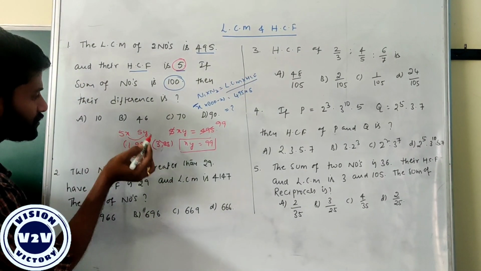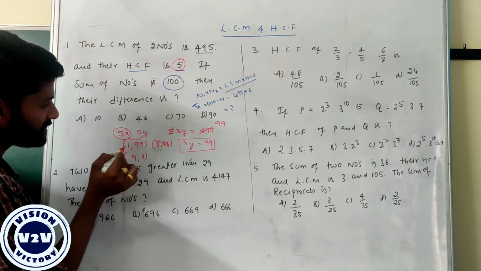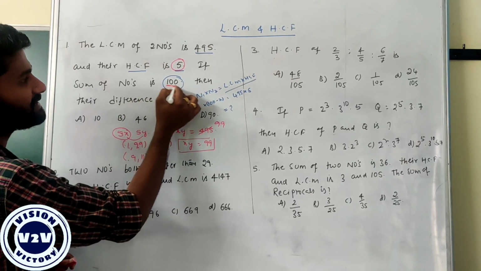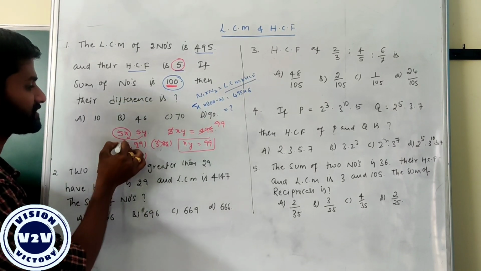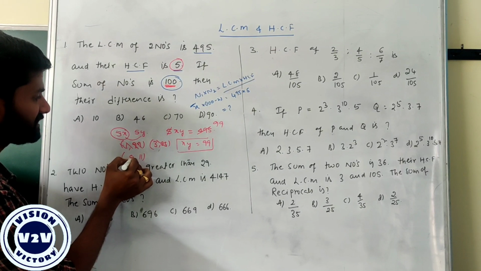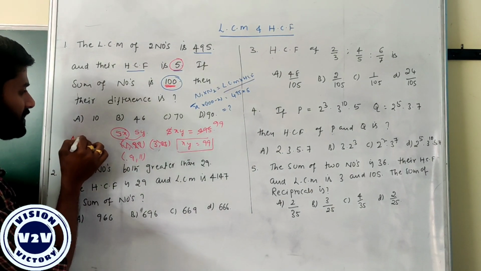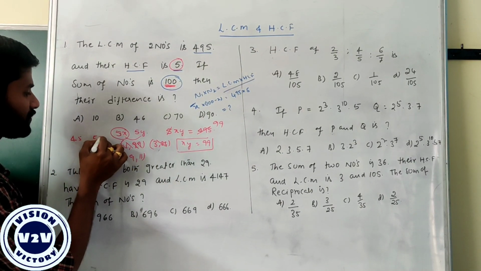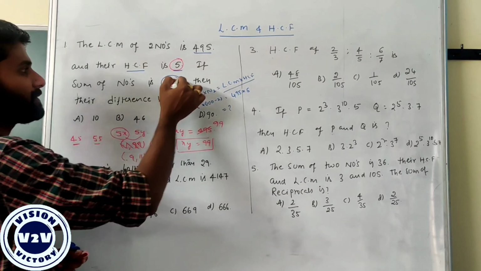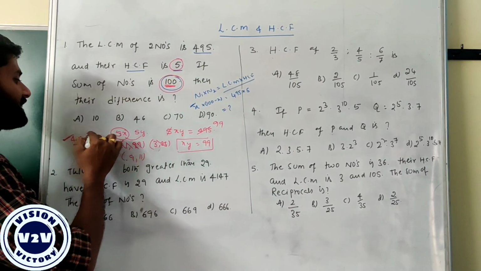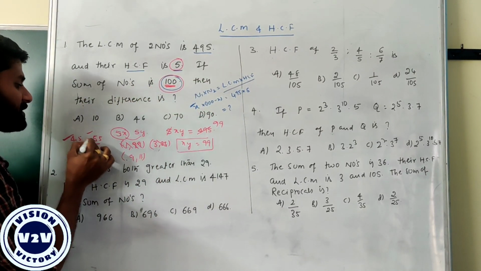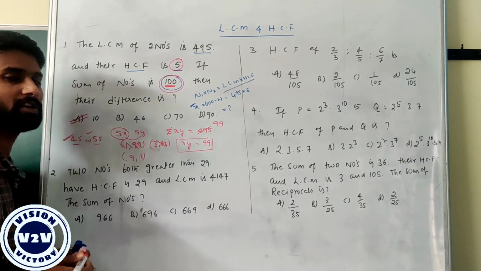Then the two numbers you can replace as here: 5 ones are 5, 5 99s are 495. But we are given that the sum of the numbers is equal to 100. That's why 1 and 99 is not an answer. Then you can replace as here: 5 nines are 45, 5 11s are 55. The sum of the two numbers is equal to 100, so these are the exact numbers. Here my question: find their difference. The difference between 45 and 55 is equal to 10.